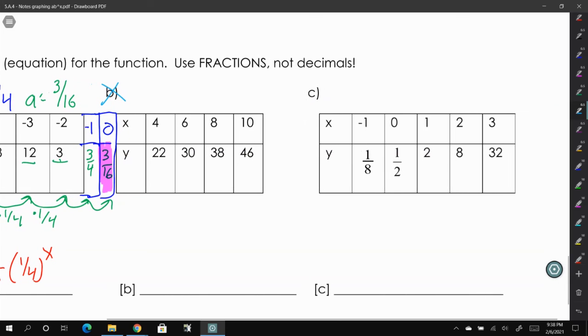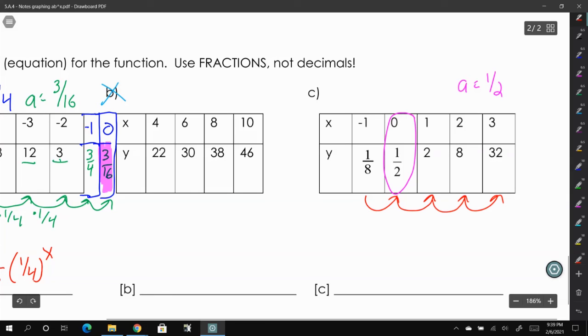Now C, okay, we have our y-intercept already right here. When x is 0, y is 1/2, so that means our a value is 1/2. So then we got to see what is happening with the y values. And if it's hard to see from 1/8 to 1/2 what is happening, you can look at any consecutive y values. For you, it might be easier to look at 2 and 8. Oh, 2 times what gives you 8? That's easy, that's 4. Okay, so that's our growth rate.